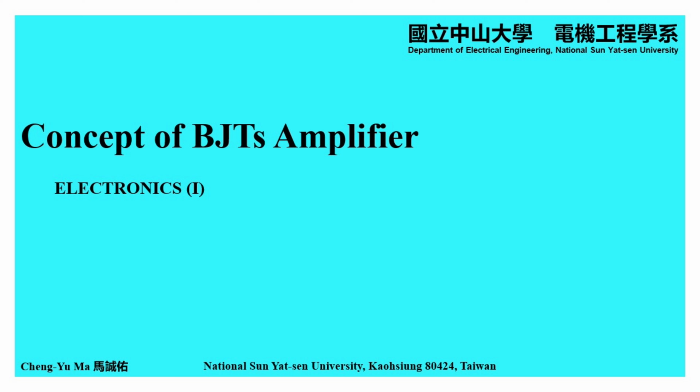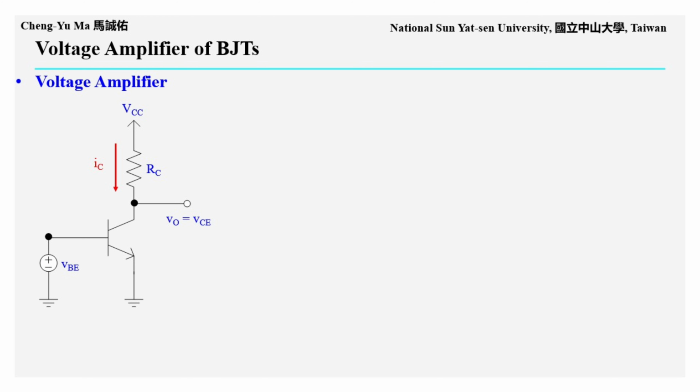Hello, everyone. In this section, we will introduce the concept of a small signal amplifier using bipolar junction transistors, or BJTs. The circuit shown here is a typical basic form of a BJT voltage amplifier. The input voltage signal is applied at the base terminal and is denoted as VBE. The output voltage signal is taken at the collector terminal and is denoted as VO.